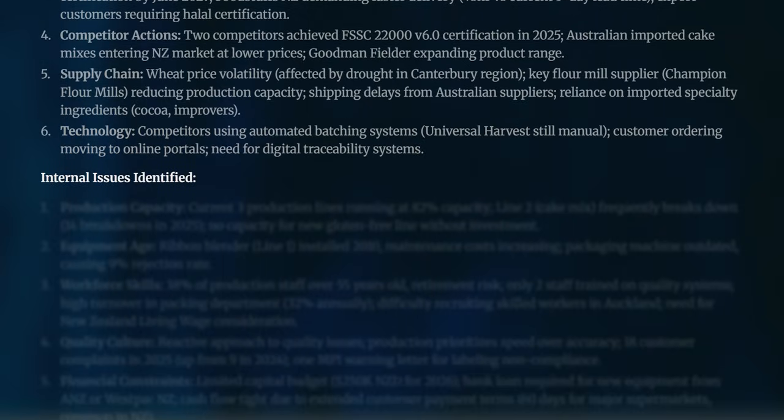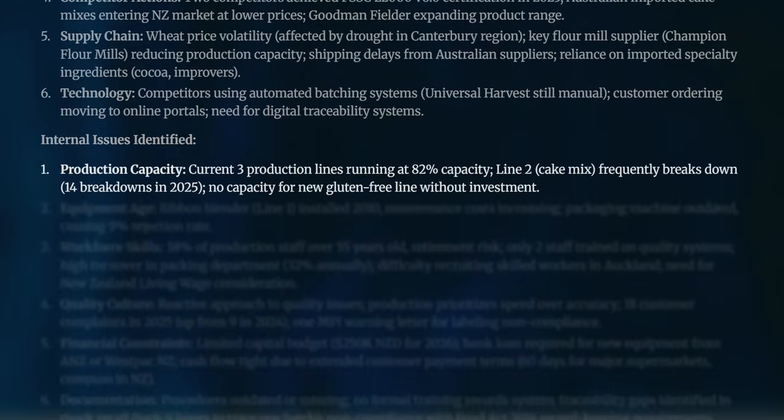Those are the external issues. Now let's move to internal issues identified with their description in a similar fashion. First, we will start with production capacity as our first internal issue here with our exemplar company. Production capacity, current: 3 production lines running at 82% capacity.